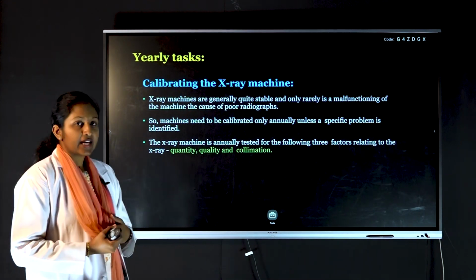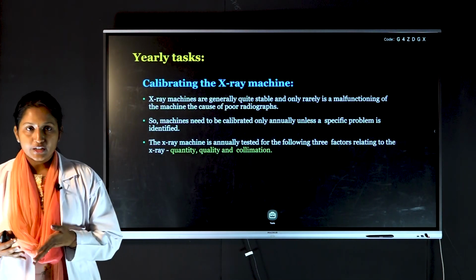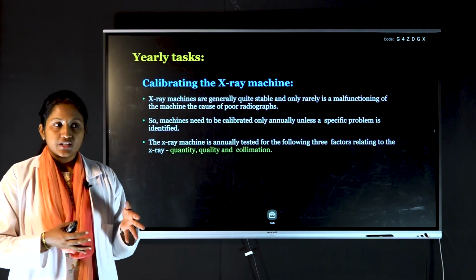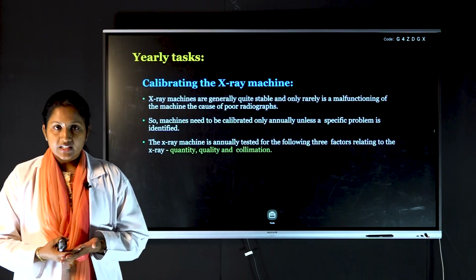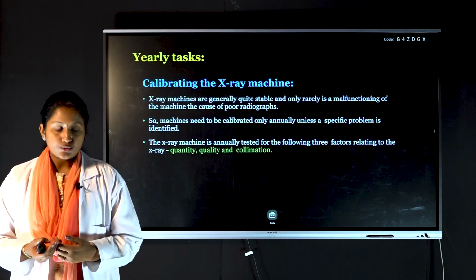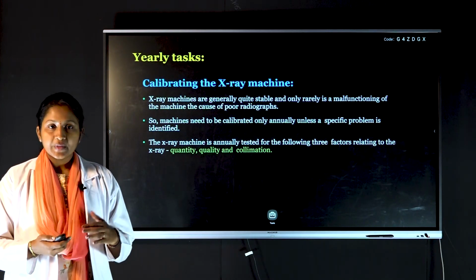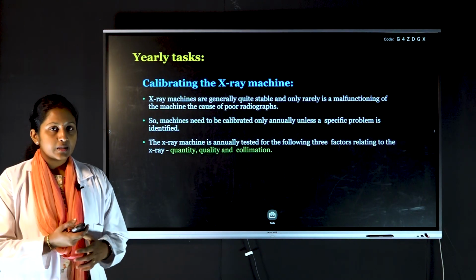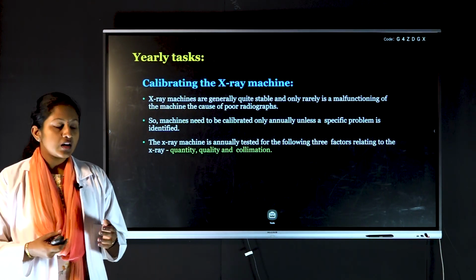Calibrating the X-ray machine includes checking for the stability of the tube head, checking for the collimation and filtration, and checking the focal spot, that is checking its size, whether it is increased or reduced, and also checking the X-ray output. We can use a dosimeter, a device that can be used to check the X-ray output.